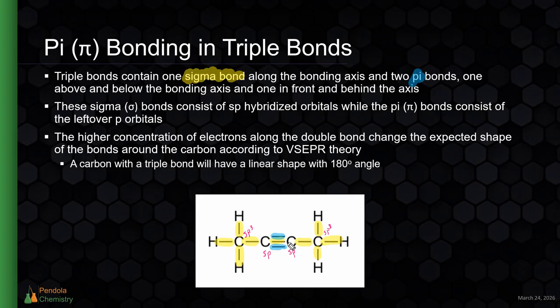So these are sp hybridized. That means that in order to create their hybrid orbitals, the atomic orbitals that were mixed together were 1 s and 1 p orbital to create 2 sp hybrid orbitals. And these are the ones that are used to form those sigma bonds. So the sigma bond here in yellow is formed by an sp hybrid orbital from this carbon, overlapping with an sp hybrid orbital from this carbon.